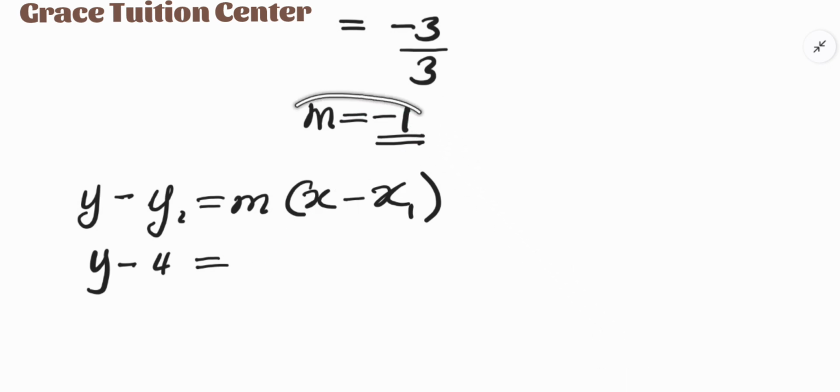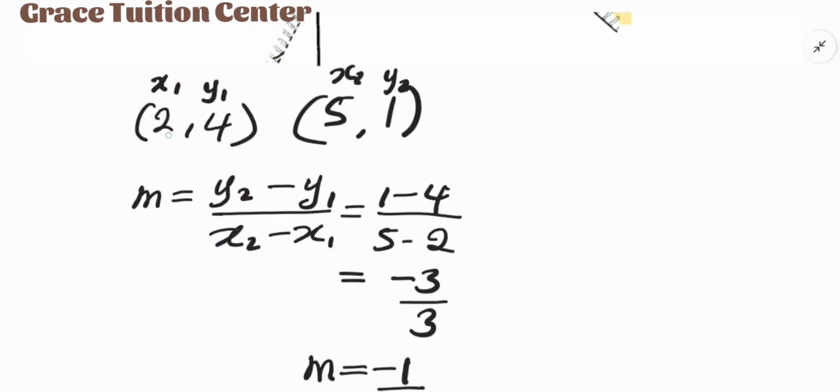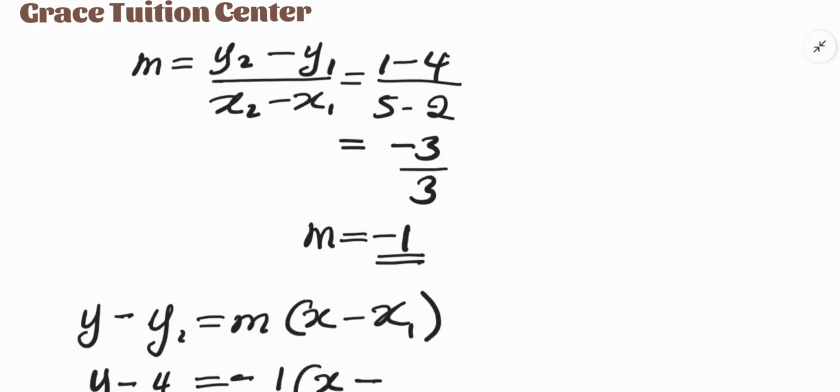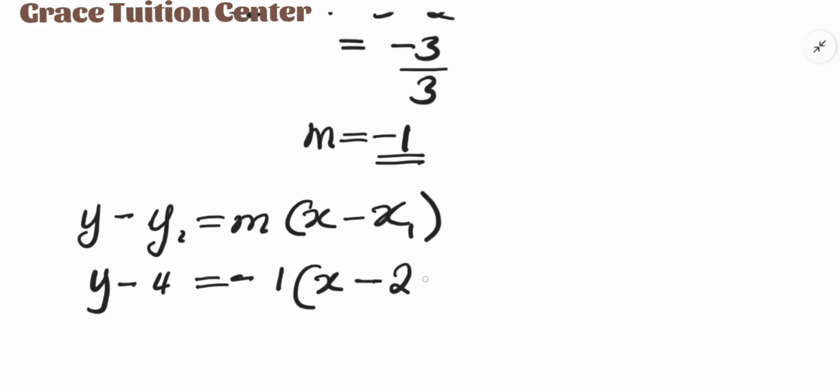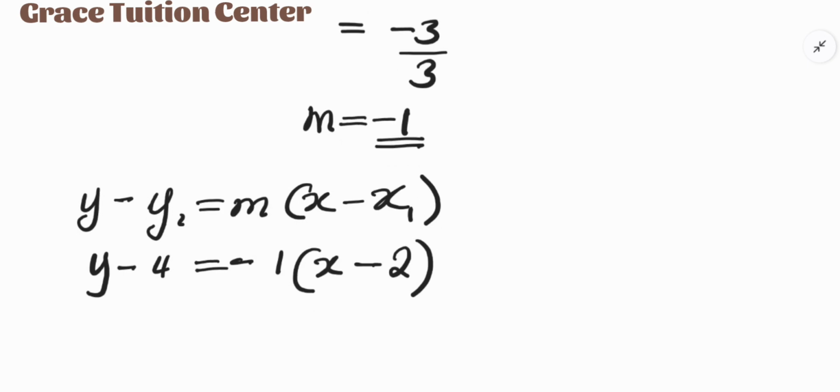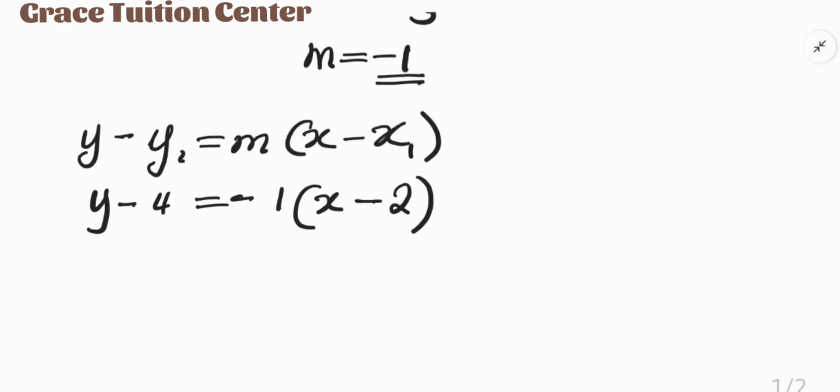Our gradient is here. See that? So our gradient is -1, open bracket, I put x there, minus, what is our x1? We go back to our points here. Our x1 is 2. So where there's x1 here, I put what? 2. Is that okay? Now, once we are done with this part here, we go ahead and simplify our expression. So we'll have y equals, I'll move the 4. I'll have to move this -4 to the other side of the equal sign.